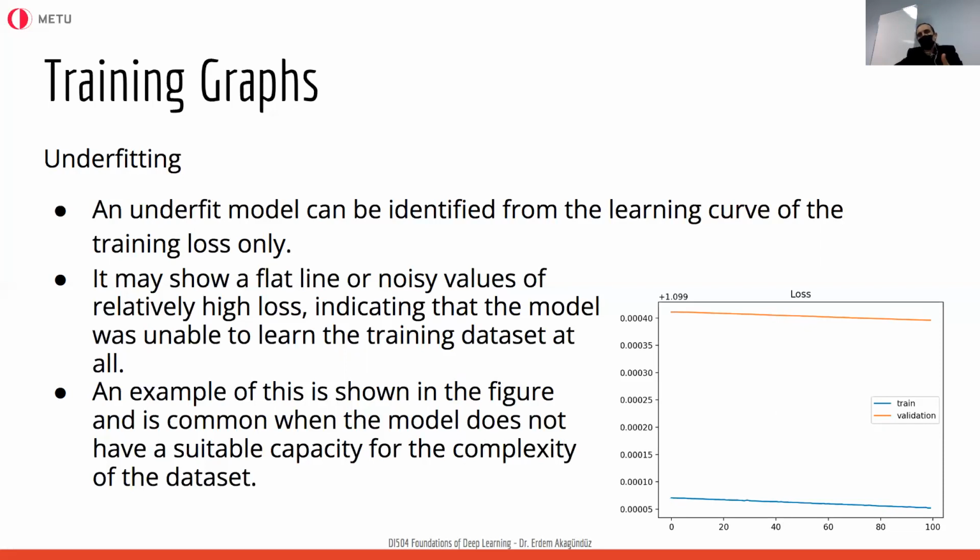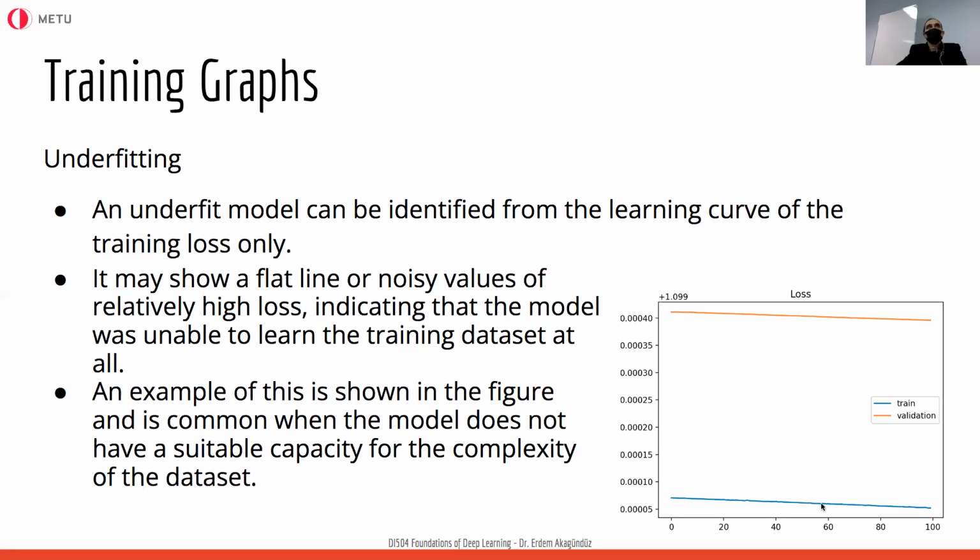The training graph is decreasing. I mean, it is working. However, there are things that you need to do. So if you come to the question why this graph is not sufficient for us, it is because there's a large difference between the validation and the training loss.